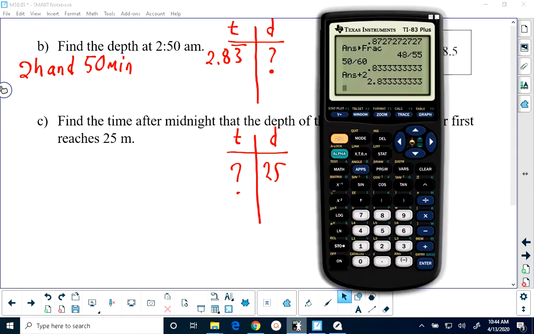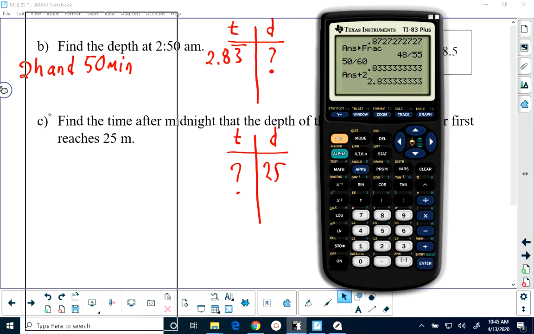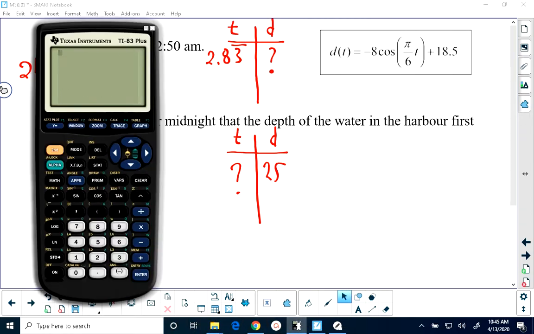So let's load up that graph. We have y equals -8 cosine of pi over 6 times t. There's nothing wrong with putting that, but I don't like how that looks. Even though it isn't, it looks like pi over 6x. I prefer, and it doesn't really matter, to put pi x over 6. And then we close the brackets and we add 18.5.